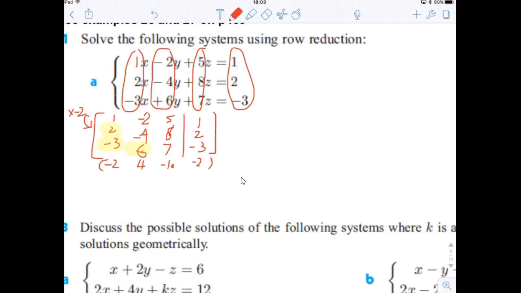So I'm just going to put those in parentheses now so I can remember them. And I'm not actually going to change the second row. I'm just going to leave the second row as is. But I am going to take these values here, which are the first row multiplied times -2, and add them to the second row.